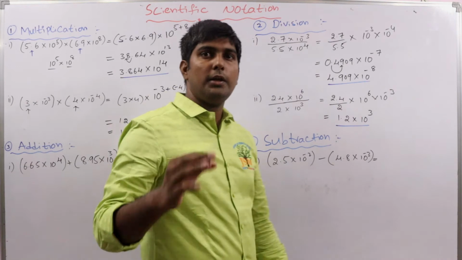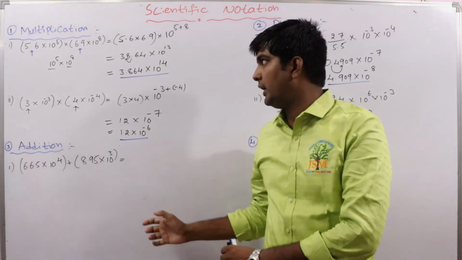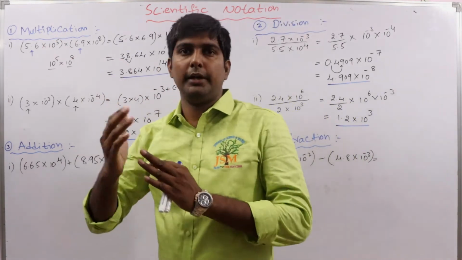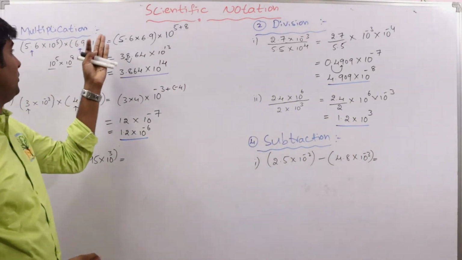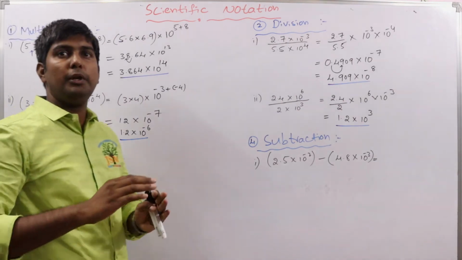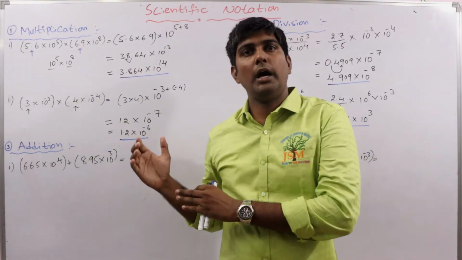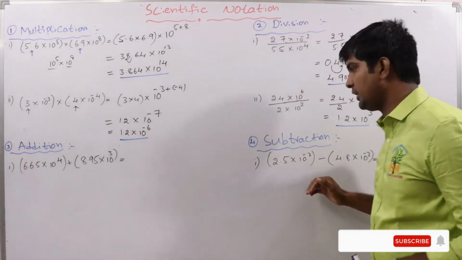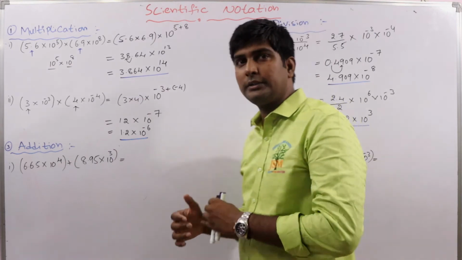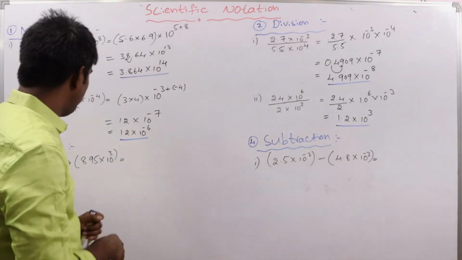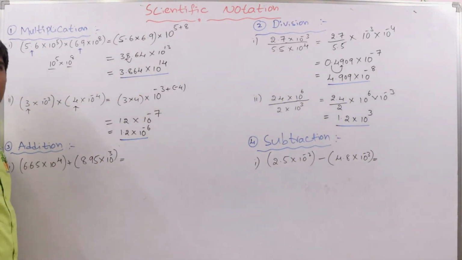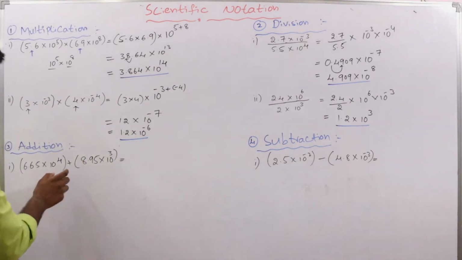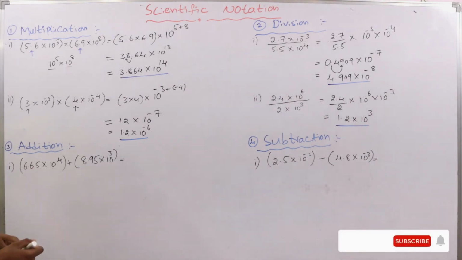See here, one important thing you should remember is that in multiplication and division, whatever the exponents, 10 power 5, 8, whatever it may be, simply because the bases are equal, we are adding the exponents. But here in addition and subtraction, we must make both the exponents equal. Then only we can add. Clear? Remember this point. I will explain with an example, then you can understand very easily.